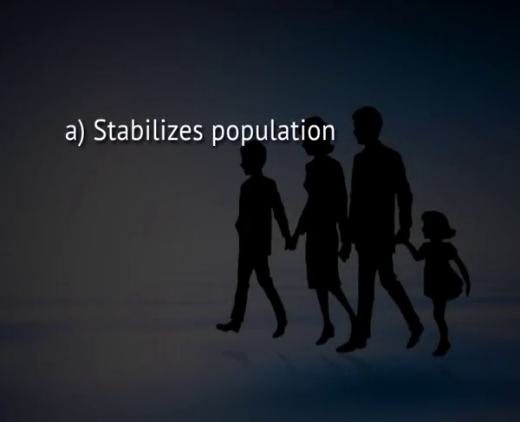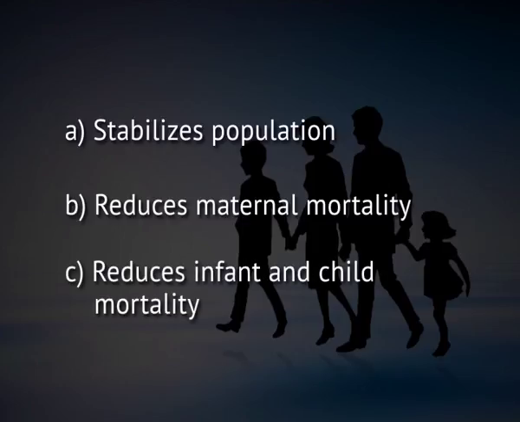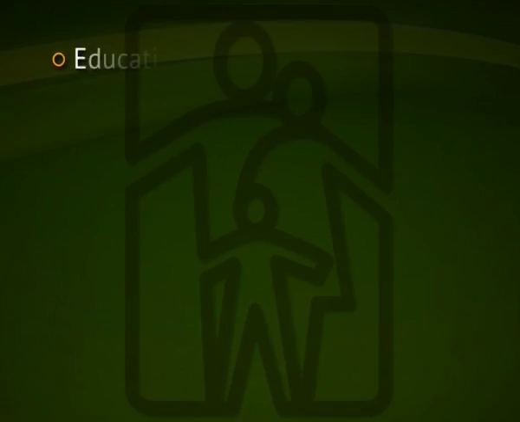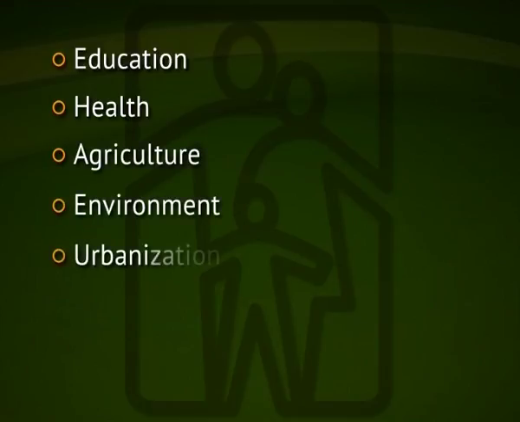The major benefits of family planning can be described as under: A. Stabilizes population, B. Reduces maternal mortality, and C. Reduces infant and child mortality. Though the principal outcome of family planning caters towards the health of women, fetal, infant and child health, it overall stabilizes as well as slows the rate of population growth, benefiting all aspects of development such as education, health, agriculture, environment, urbanization, economy, as well as poverty alleviation.